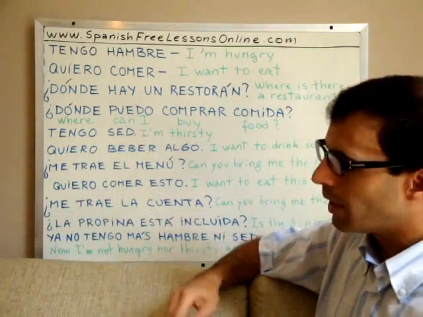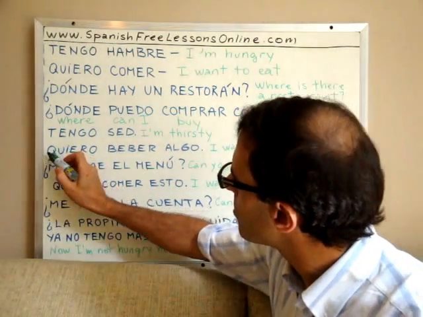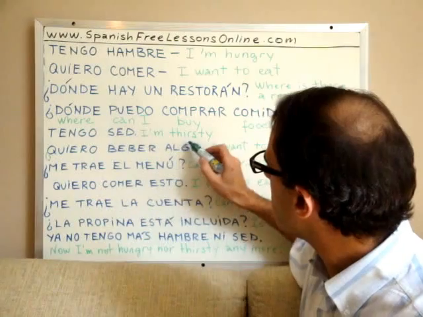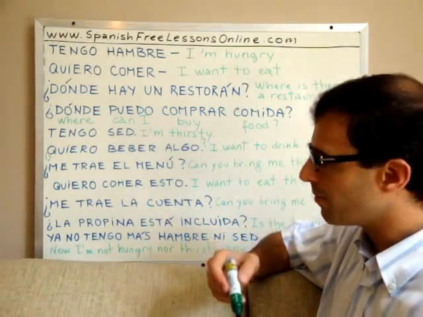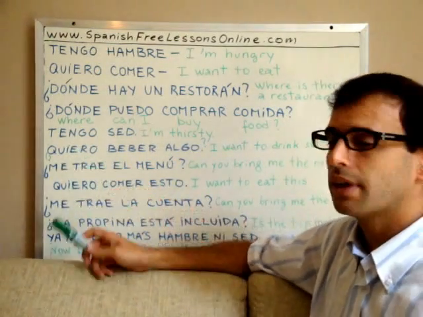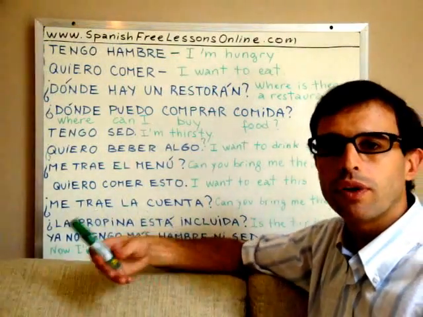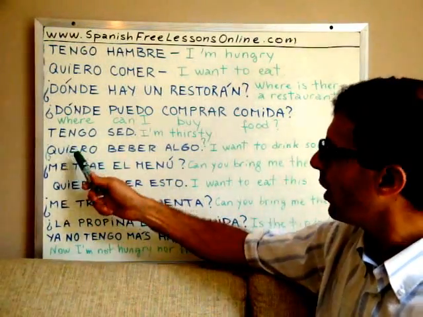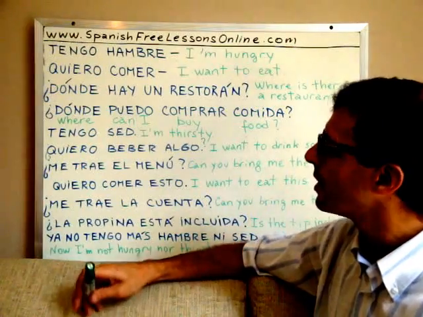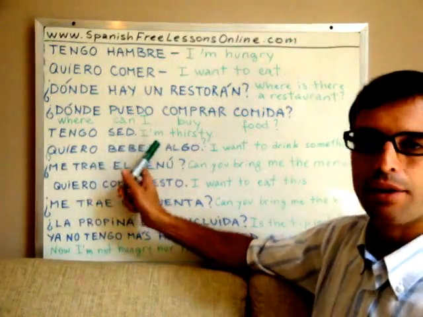Quiero beber algo. Now look at this. If we add some question marks at the beginning and at the end of this sentence, we will be asking, do I want to drink something? Instead of saying, I want to drink something, we will be asking, do I want to drink something? ¿Quiero beber algo?